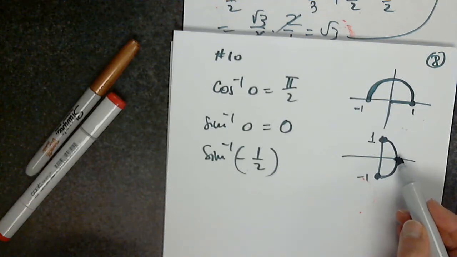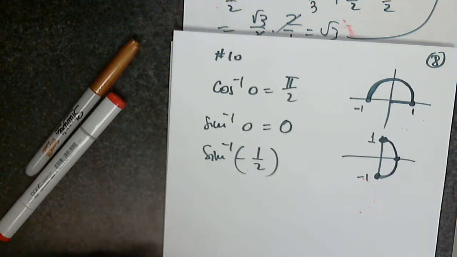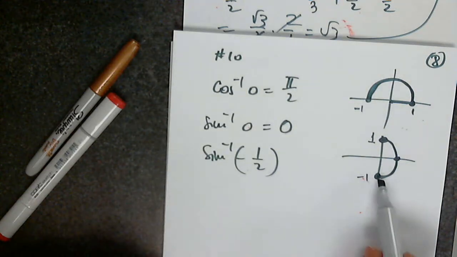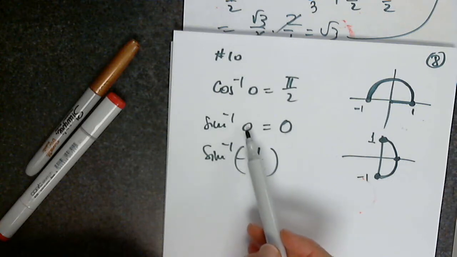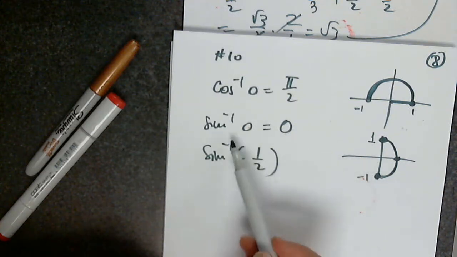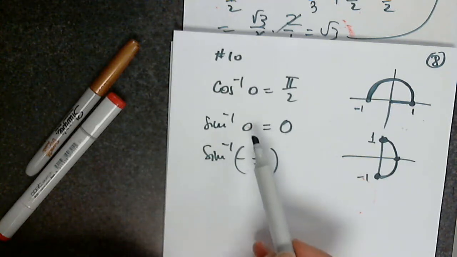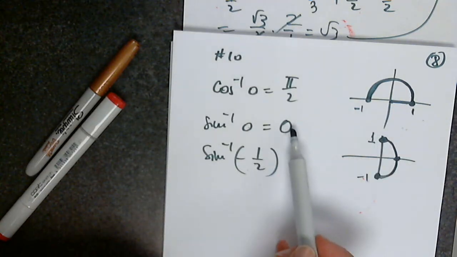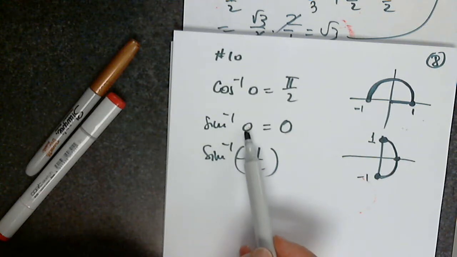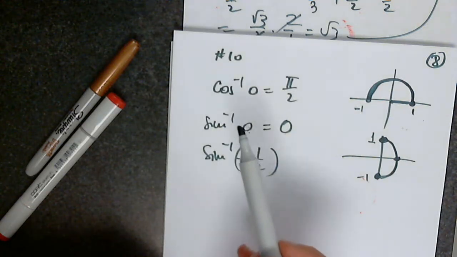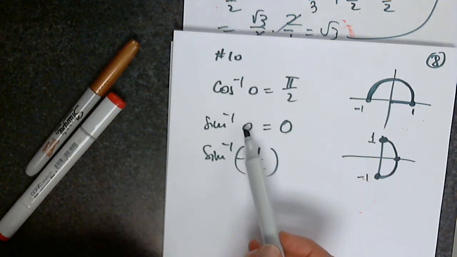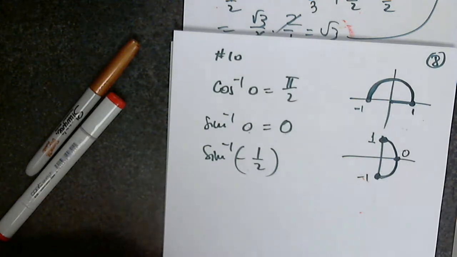Sine is 0 here. So you're only looking between negative pi over 2 and pi over 2. If I had negative 1 here, I would have written negative pi over 2. If I had 1 here, I would have written pi over 2. But I have 0. So I'm asked to find which angle has sine 0. That the angle is 0.